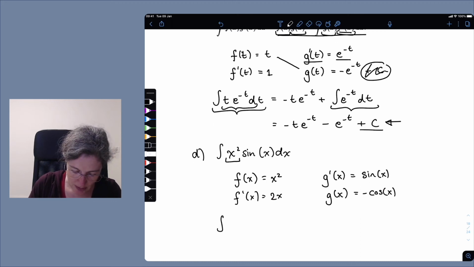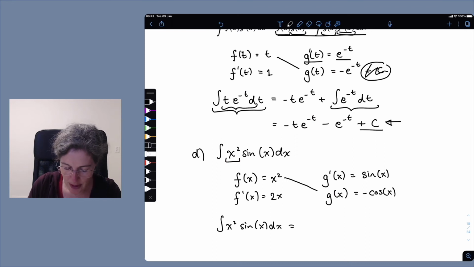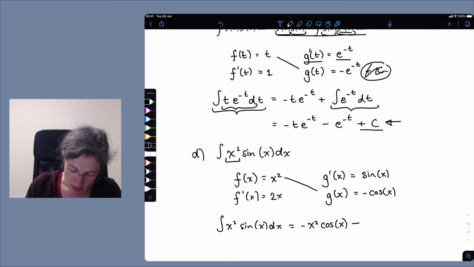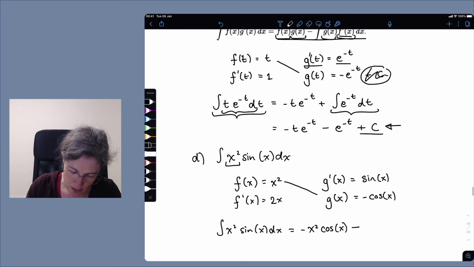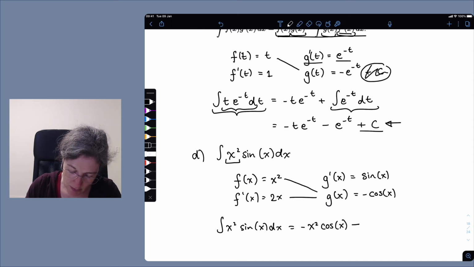Okay, so what happens if I write this all out? I've got f times g, so that's going to be minus x squared cosine of x minus, and let's just remind ourselves, the integral of f prime of x times g of x, so I'm going to have those two multiplied together. So I've got a minus times a minus, so that's a plus 2 times x cos x dx.